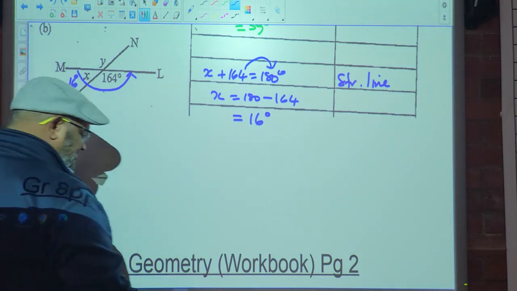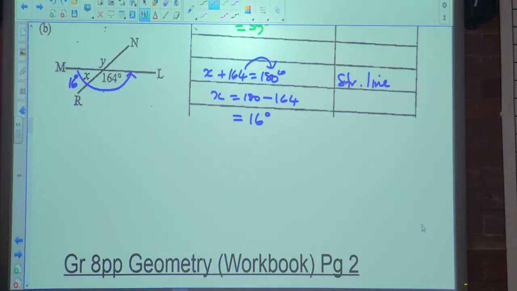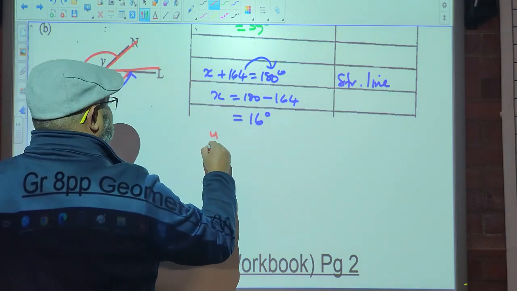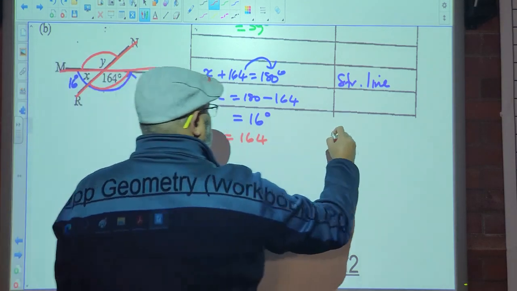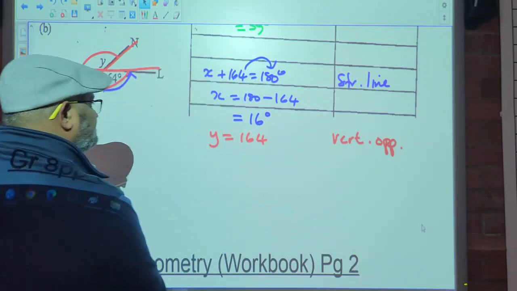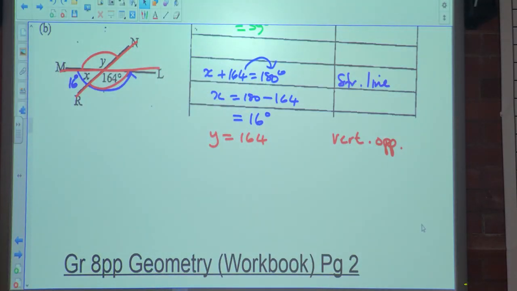Now you're going to calculate y. Y is equal to 164. Why? Vertically opposite angles. Y is equal to 164. Vertically opposite. Okay. Any confusion there? Yes, Michael. So I just heard the answers to each other, and underneath I heard straight line plus vertically opposite.